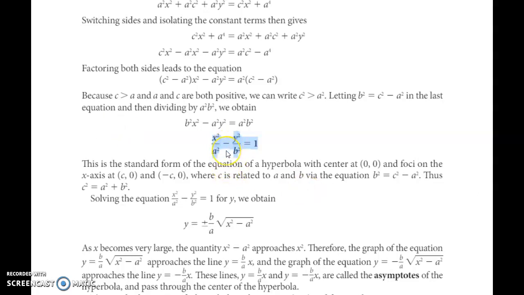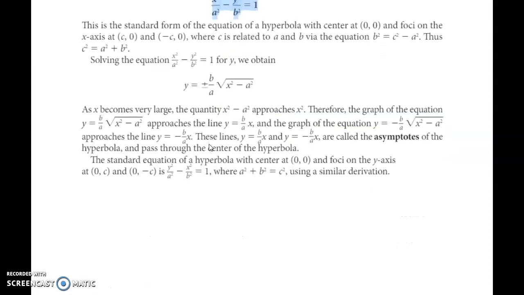Here we come up with the standard form of the equation of the hyperbola with the center at 0, 0, and this almost looks like the equation of an ellipse. The big difference is that for an ellipse there would be a plus here. For a hyperbola there's a negative in front of one of the two, not both, just one. When the negative is in front of the y squared, we get a hyperbola that opens sideways. If the negative is in front of the x squared, we get a hyperbola that opens up and down.